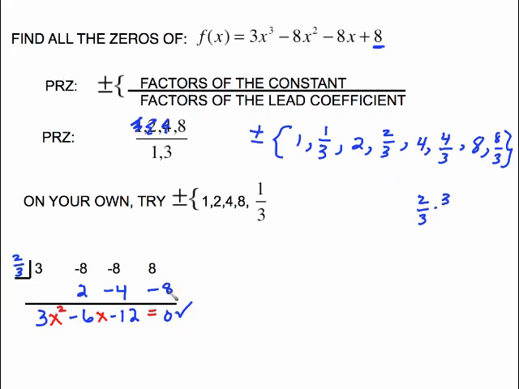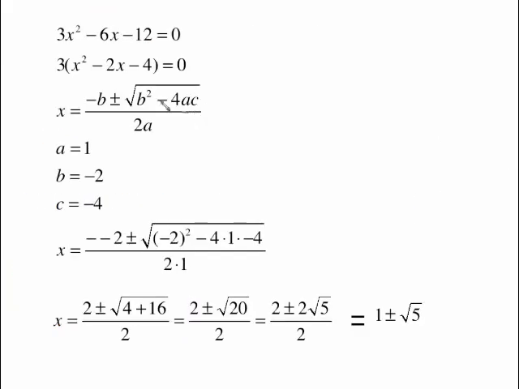Now I need to do this on the next screen. 3x squared minus 6x minus 12, the first thing I notice is that I can factor out a 3, which gives me this. Now when I think about factoring out a 3, I could divide both sides by 3 right now, because 0 divided by 3 is still 0. That makes that go away. This does not factor, so I've got to use the quadratic formula.